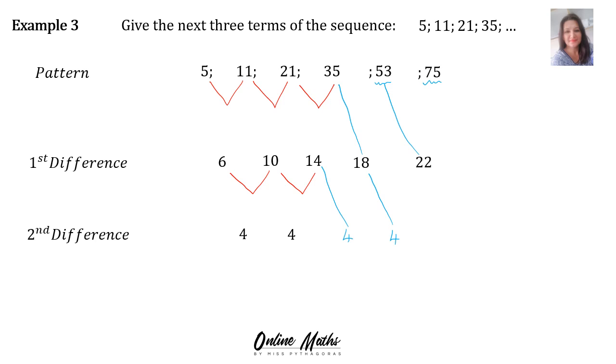And then again, your second difference was 4. Now we say 4 plus 22 is 26, and then 26 plus 75 is 101. Therefore, the next 3 terms of your sequence will be 53, 75, 101.